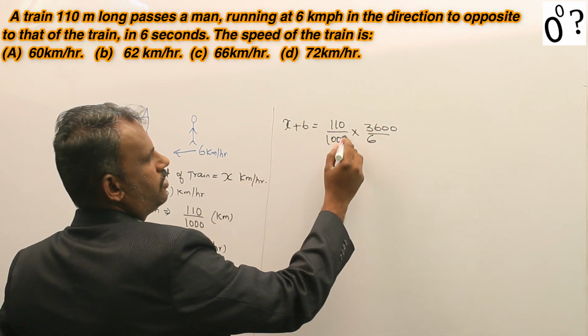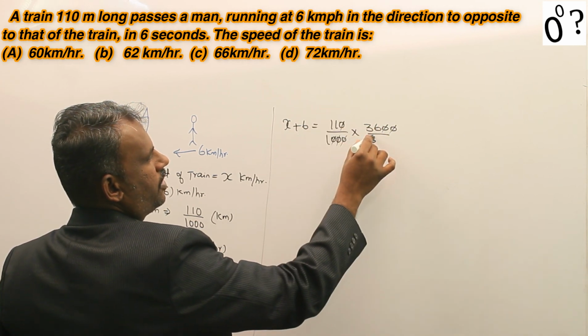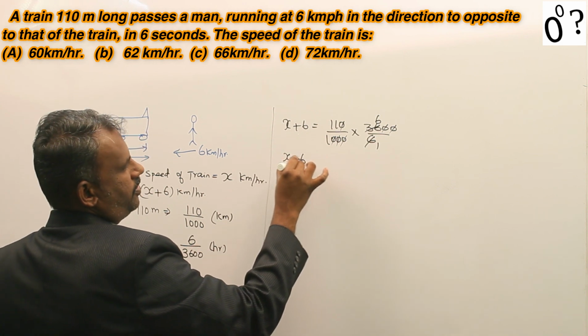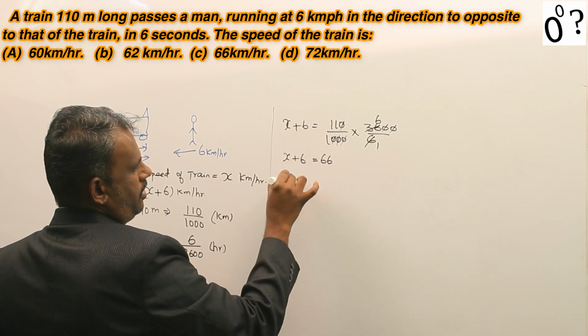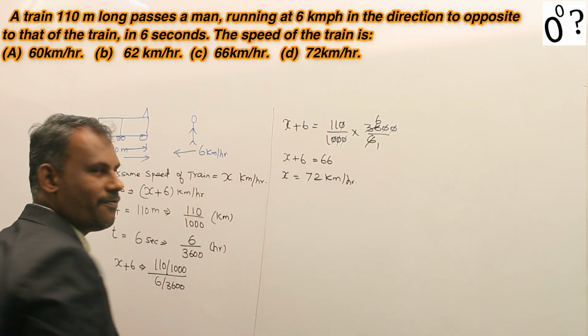So if you cancel this one and cancel this one too. So 11 into 6 equal to 66. x plus 6 equal to 66 and x equal to 72 km per hour. This is the speed of the train.